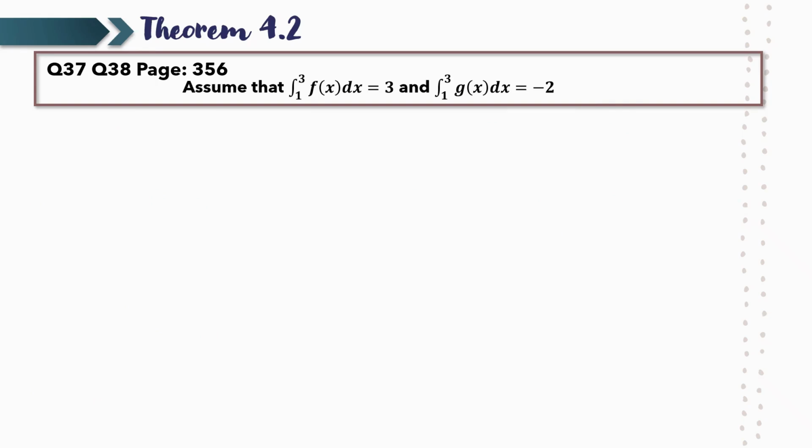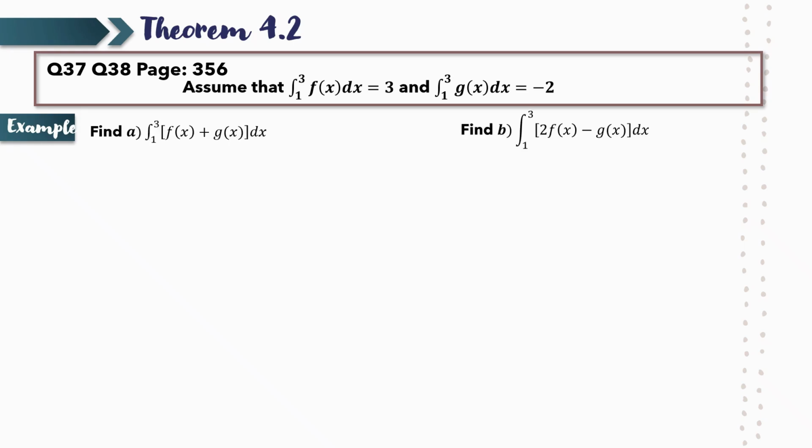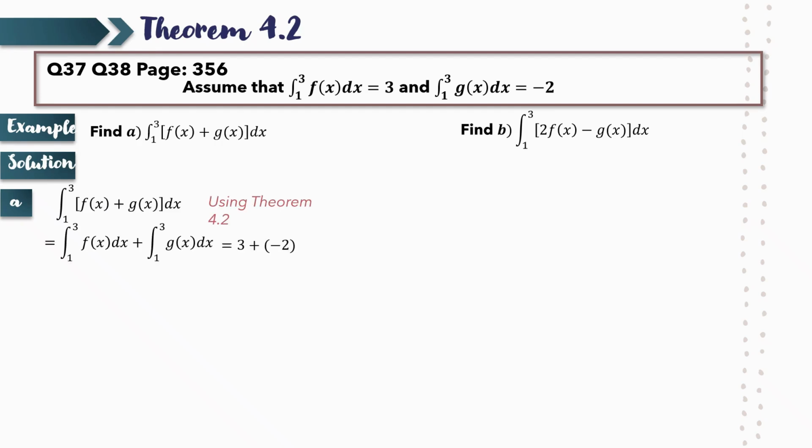When you check over here, the values are already given. Integral 1 to 3 of f of x dx is 3. Also integral 1 to 3 of g of x dx is equal to negative 2. And they asked to find the integral of f of x plus g of x, and also of 2 times f of x minus g of x. So let's distribute the interval. Once you distribute the interval, the values are given, so you substitute them, and the final answer, yes, it's 1.